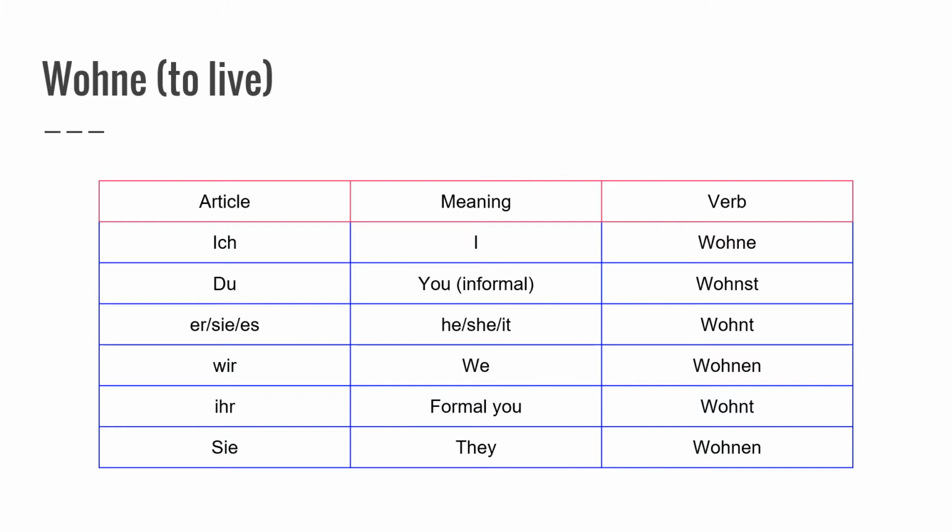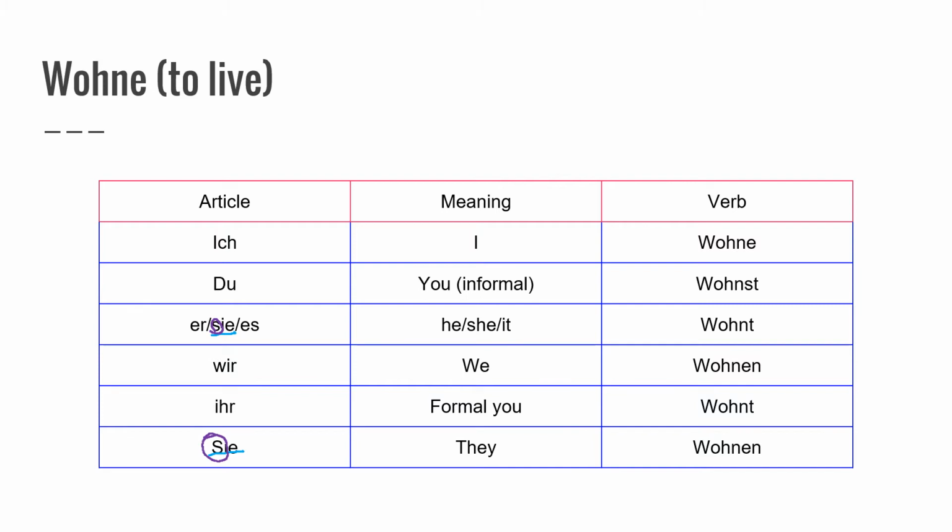Now, one thing you have to note is you can see there are two sie. One is she and one is they. People can get confused in this, but the she sie is always written with a small s and the they Sie is always written with a capital S. You have to learn it, you have to remember it. So let's continue.